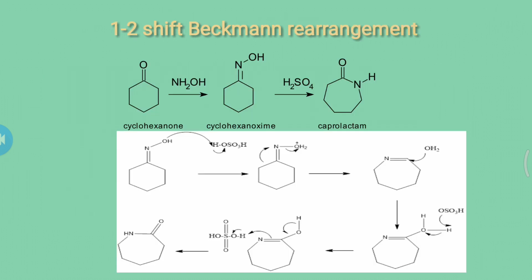Another 1,2 shift example of the Beckmann rearrangement is the formation of caprolactam from cyclohexanone. This caprolactam is used for nylon 6 polymer synthesis. Cyclohexanone reacts with hydroxylamine to form cyclohexanone oxime.